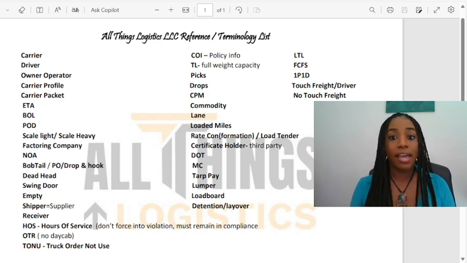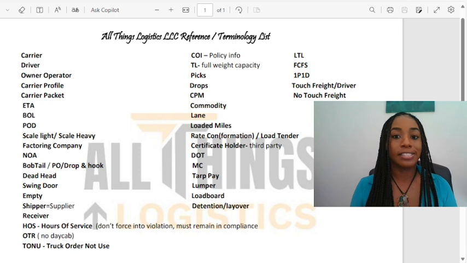But when they put that FCFS, it's because they're making it a little more difficult for you all to be able to get that detention, since they never really gave you a specific time that you needed to be there.